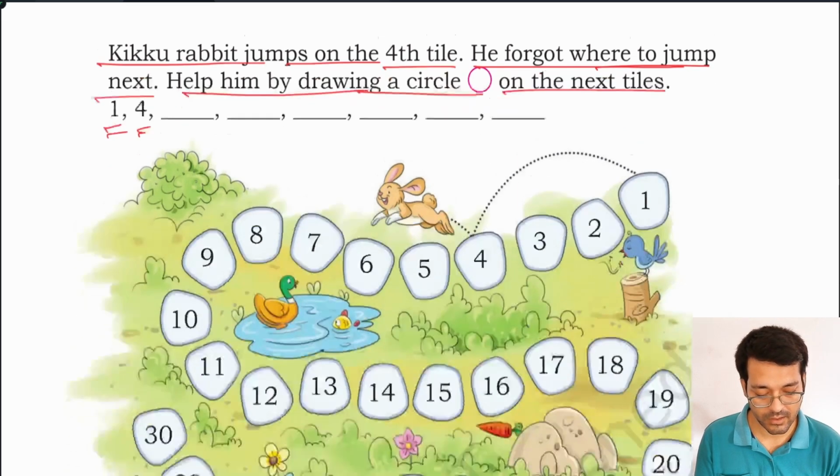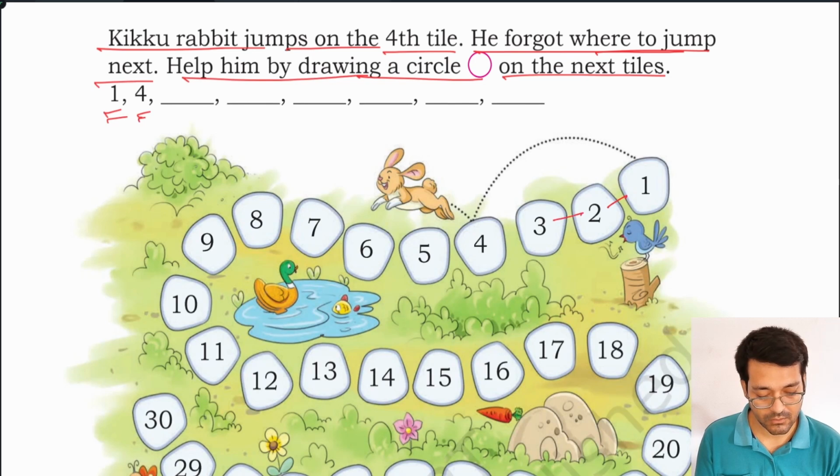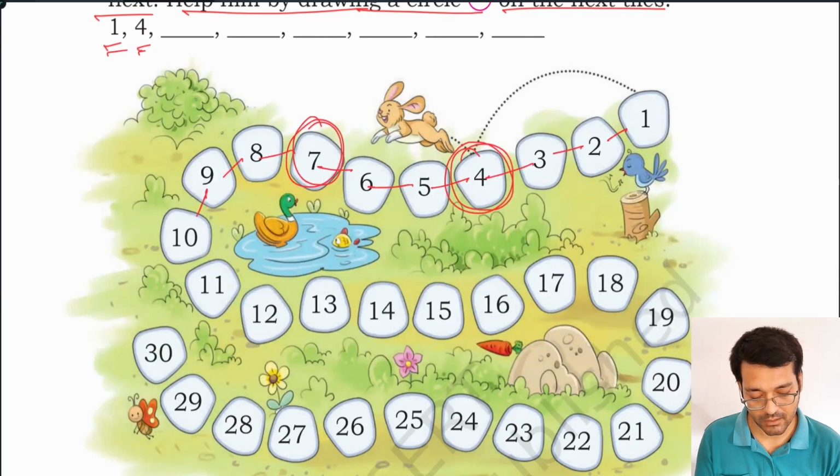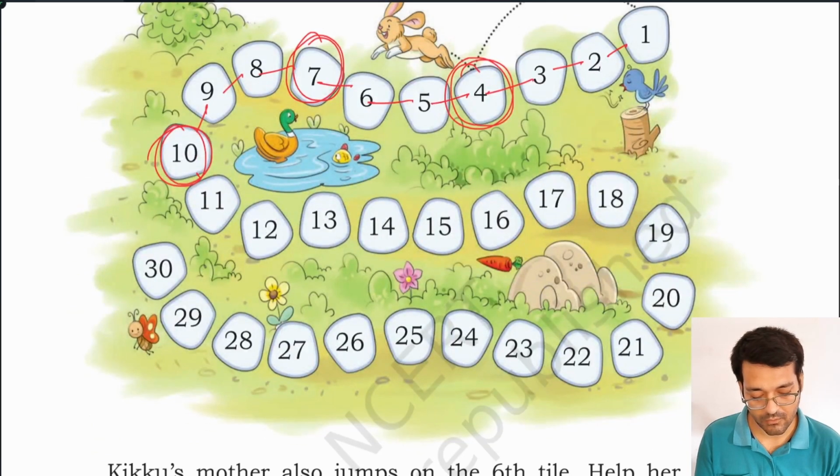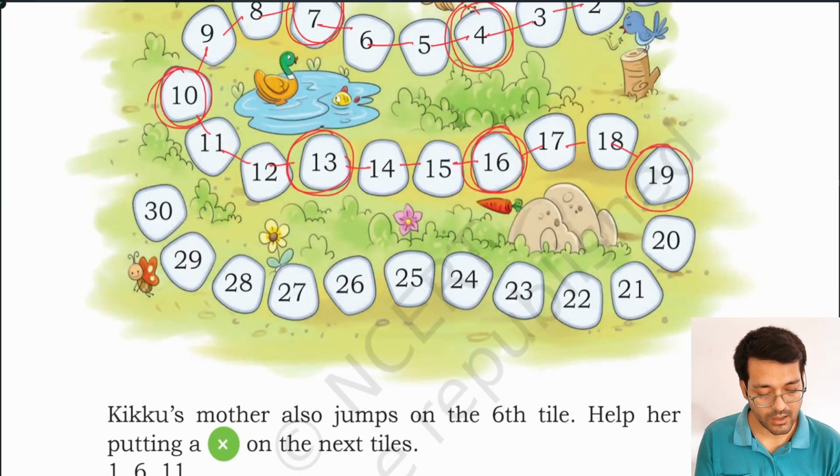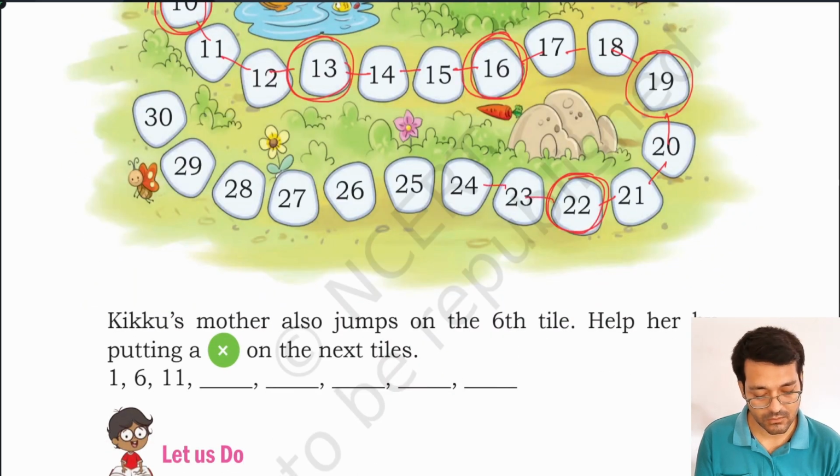1, 4, then 1, 2, 3, that is 7, 1, 2, 3, that is 10, then 1, 2, 3, 13, 1, 2, 3, that is 16, 1, 2, 3, that is 19, 1, 2, 3, that is 22, 1, 2, 3, that is 25, 1, 2, 3, that is 28.